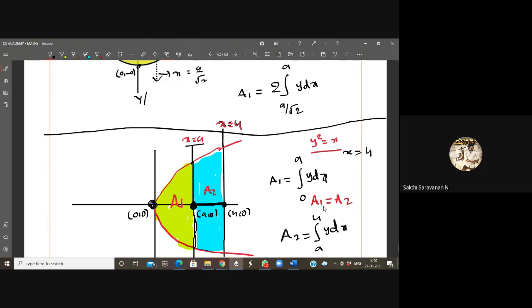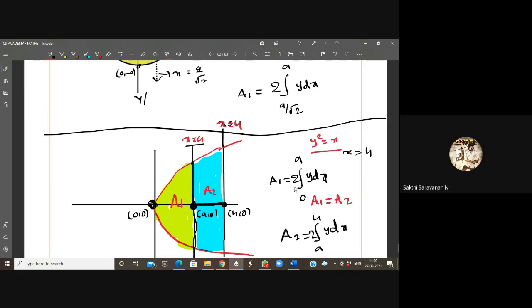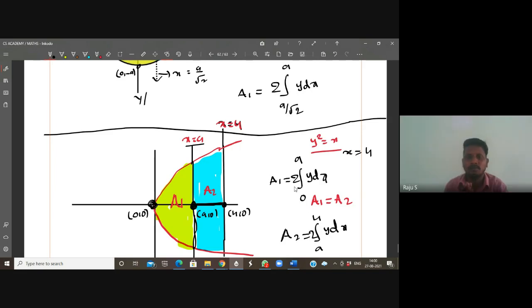Sir, do you want to multiply by 2 now, sir? The 2 will get cancelled, no? Yes, here you have to multiply with 2, and here you have to multiply with 2. When you equate these two, the 2 gets cancelled. Yes, sir, correct. So you have to find both the values, then you will get the answer. Find A1 and A2.